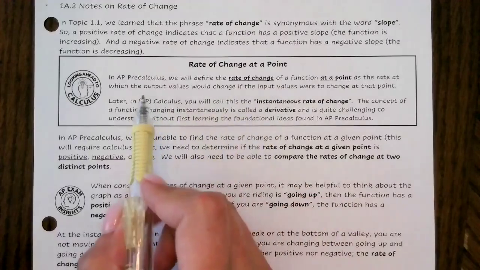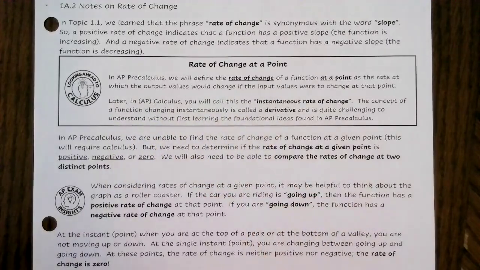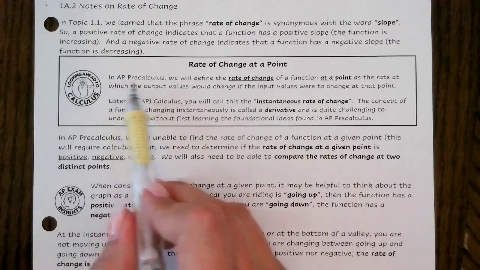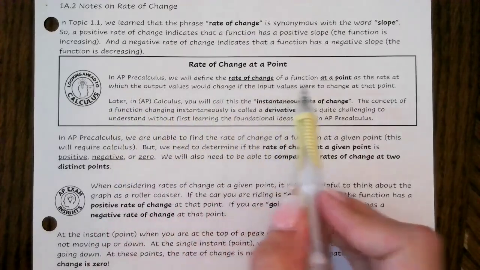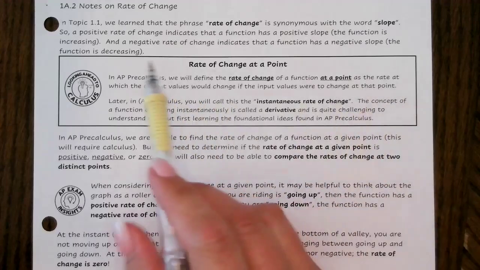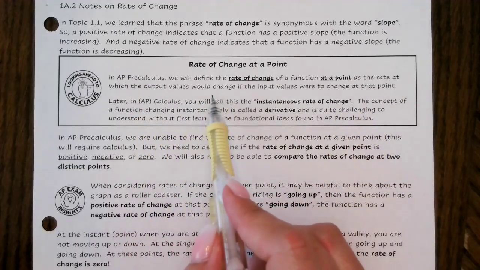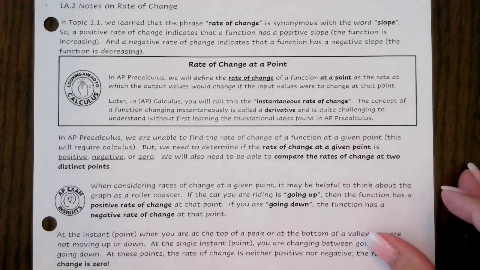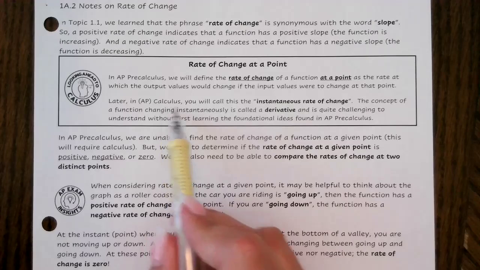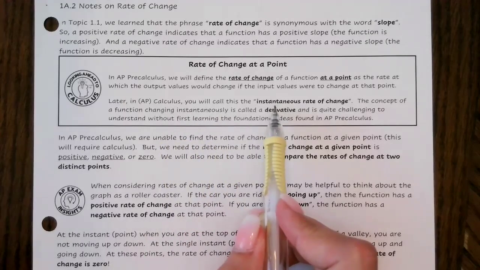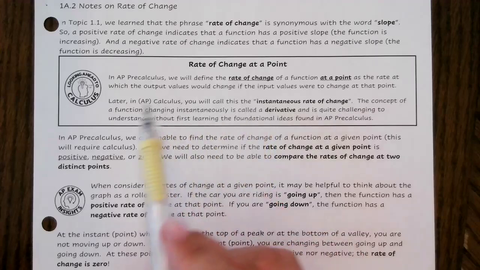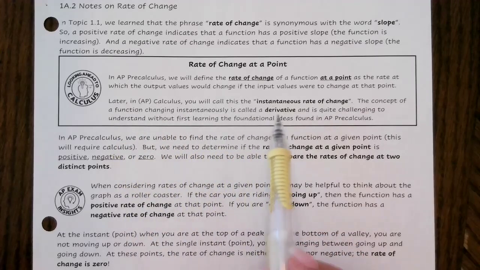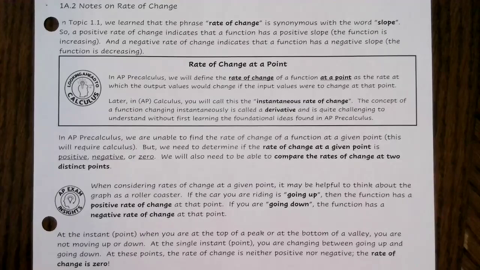So right here it tells us the rate of change at a point, and we're going to stop and talk a little bit about that vocab, making sure we've got the right one for AP Pre-Cal. In AP Pre-Cal, we will define the rate of change of a function at a point as the rate at which the output values would change if the input values were to change at that point. In AP Calculus, you will call that instantaneous rate of change. But the concept of a function changing instantaneously is called a derivative and is quite challenging to understand without first learning the foundational ideas from our AP Pre-Cal.